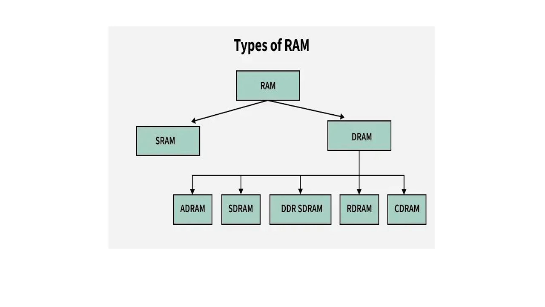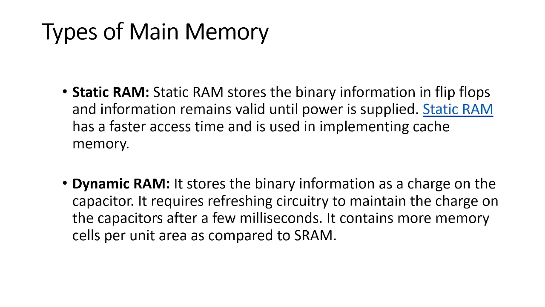The first ones are SRAM and DRAM. SRAM is nothing but a static random access memory. It is a volatile memory, and DRAM is a non-volatile memory. The DRAM can be further divided into various types: ADRAM, SDRAM, DDR SDRAM, RDRAM, CDRAM. So now we are going to see the different types of main memory.